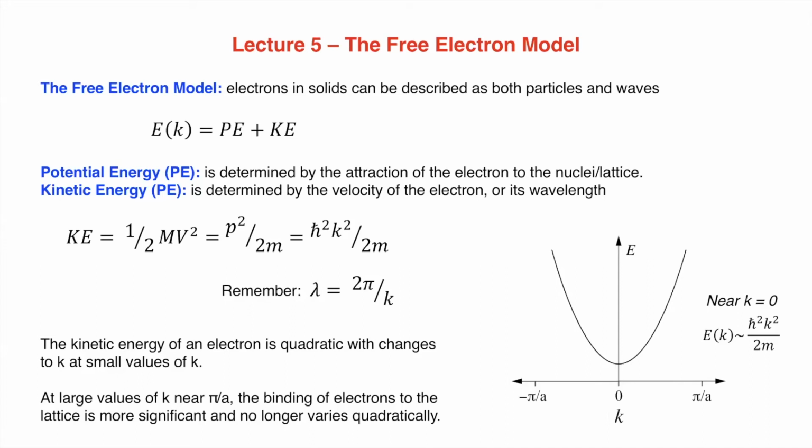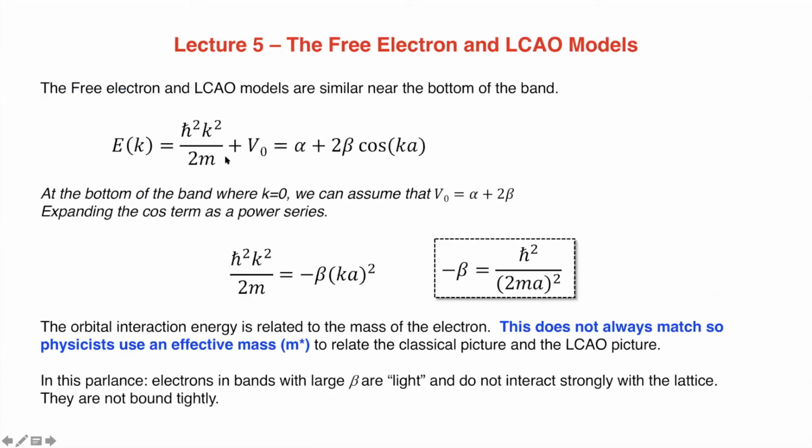Okay, so you get this quadratic relationship under those conditions. And as you go away from k equals 0 to pi over a, the binding of the electron to the lattice changes, and that changes the evolution of the energy with momentum and makes it no longer quadratic. But this is a simple approximation that turns out to be pretty useful. And so you can replace that kinetic energy term here with h squared k squared over 2m.